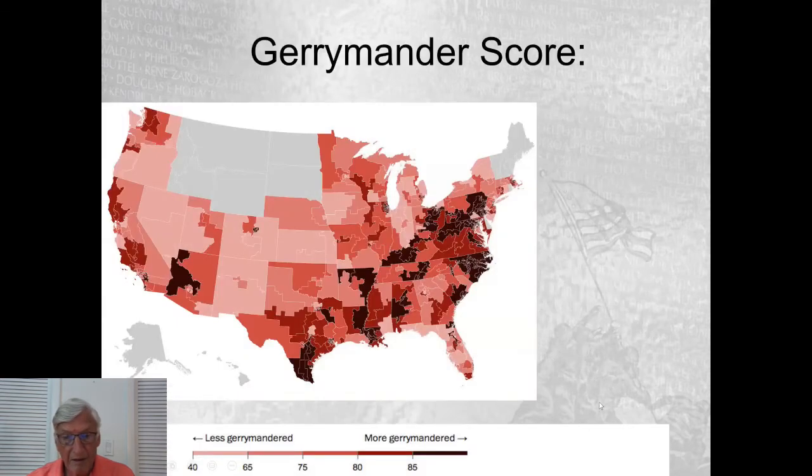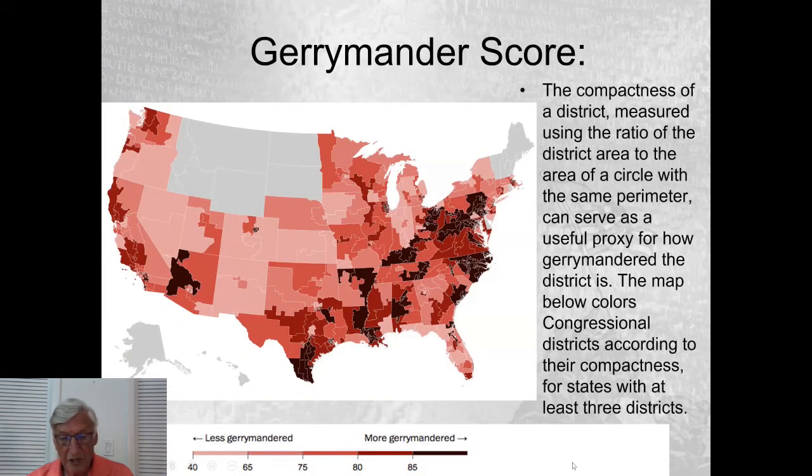And here is the gerrymander score issue, and you can see the most gerrymandered are the darker ones. The compactness of a district, measured using the ratio of the district area to the area of the circle with the same perimeter, can serve as a useful proxy for how gerrymandered the district is. This map shows the congressional districts according to their compactness for states with at least 3 districts.